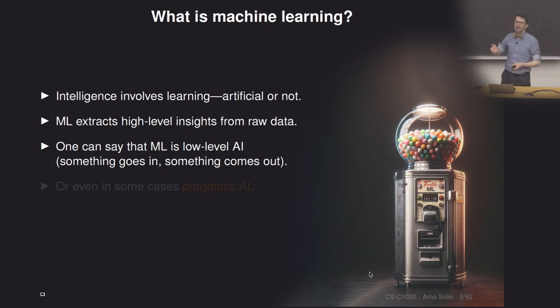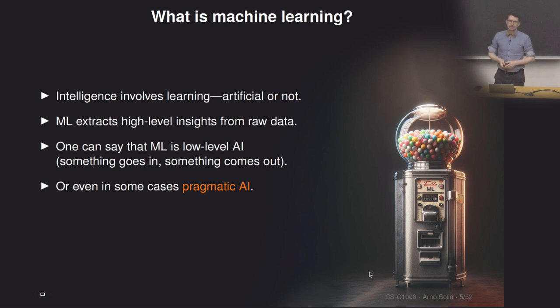I like to think of a vending machine. You put in a coin and you do something and then there's an output. So there's some sort of processing happening, like an input-output. Or one could even say that machine learning is in some cases pragmatic AI. We aren't actually interested in whether the machine is intelligent or not. We are interested in what it can do.